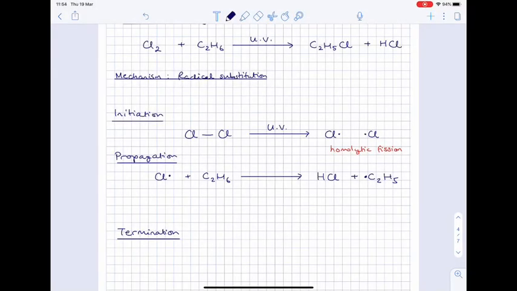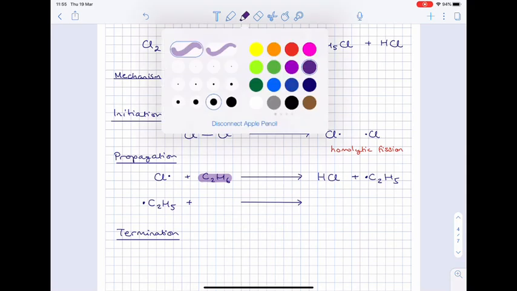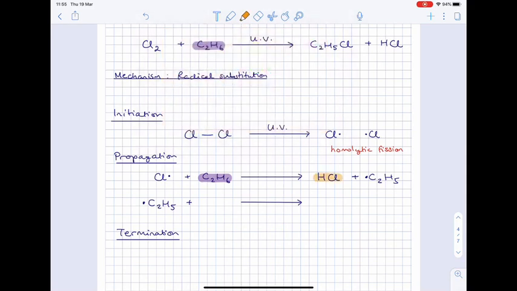We take that radical from our first propagation step and we write our second propagation step. So as I said, the 2 propagation steps, this one here and this one here, should add up to give us the overall equation. So we already have the alkane, okay, and we already have the hydrogen halide. So down here we will have what's left, which is the chlorine.